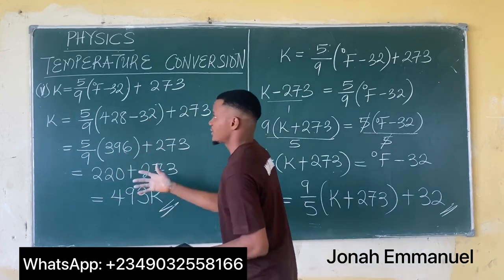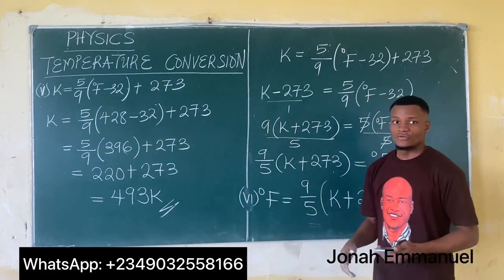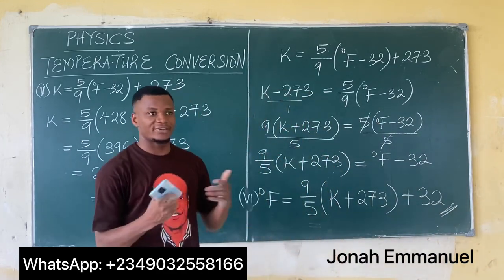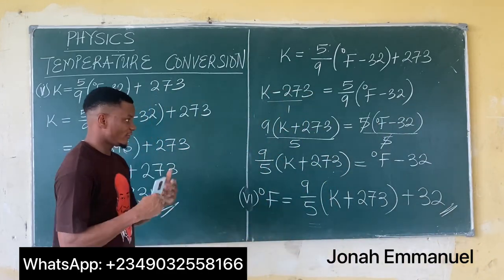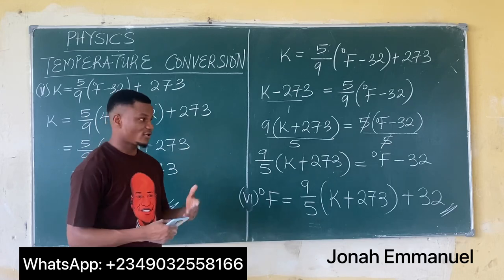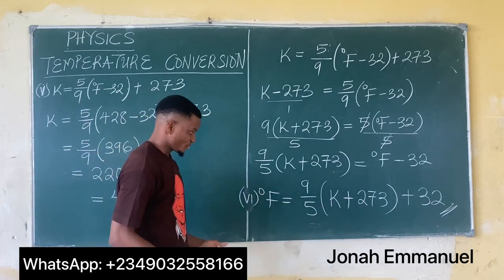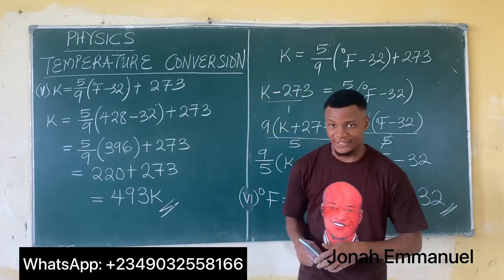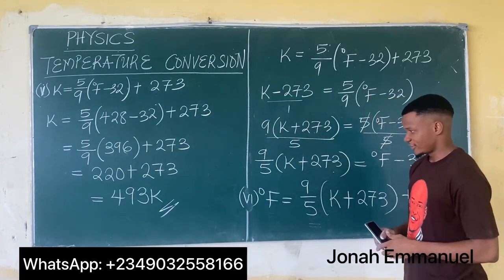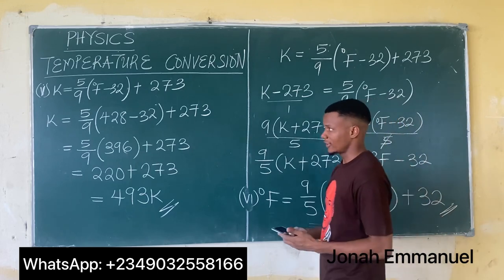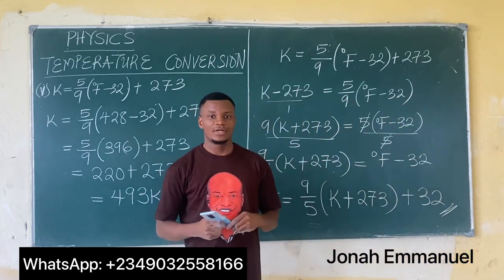All right, so these are the six equations with which you can convert from degree Celsius to Kelvin, or from Kelvin to degree Celsius, or from Kelvin to Fahrenheit, or from Fahrenheit to Kelvin, as you deem fit. So this is how we do conversions in physics. All right, so see you in the next class.